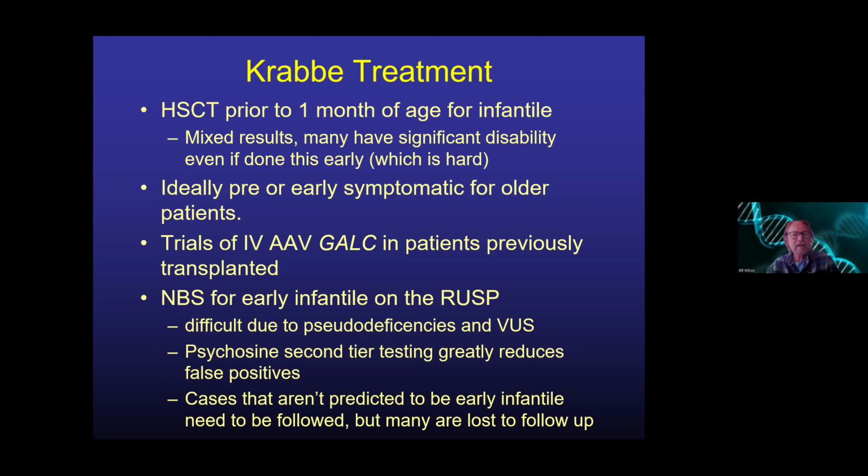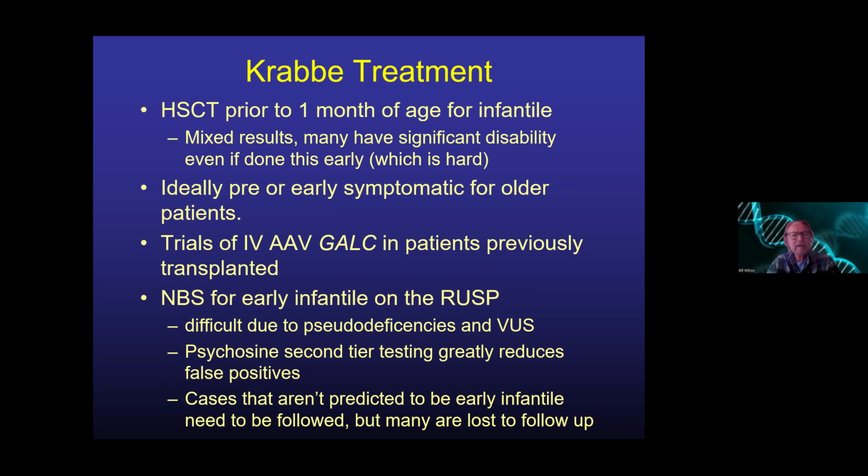There's a trial of intravenous AAV gene therapy in patients that were previously transplanted. There was a trial of central nervous system delivered gene therapy, and I saw that program's now gone, so it was canceled by the company. So I don't know if they didn't get good results or they just ran out of money, which is a problem with a lot of startups and gene therapies. They're very expensive to do.